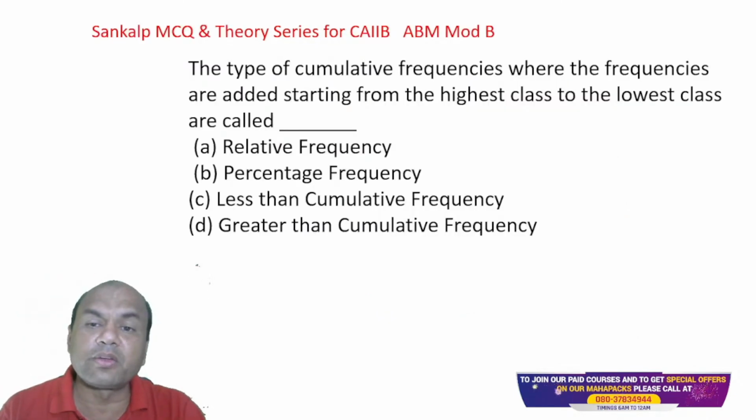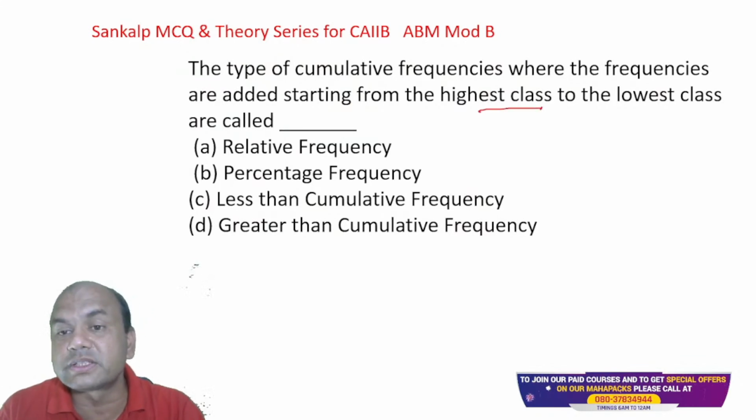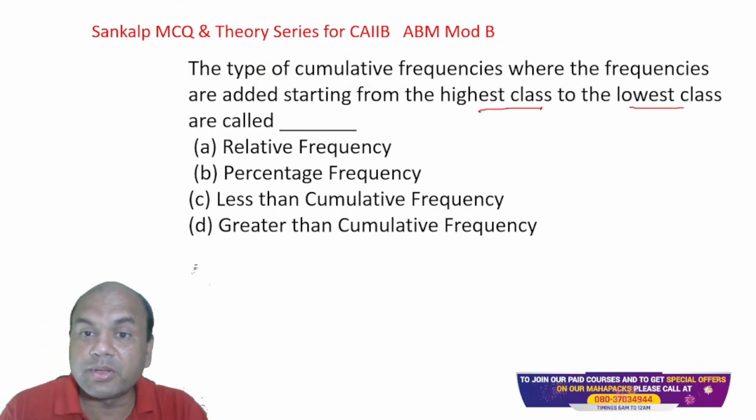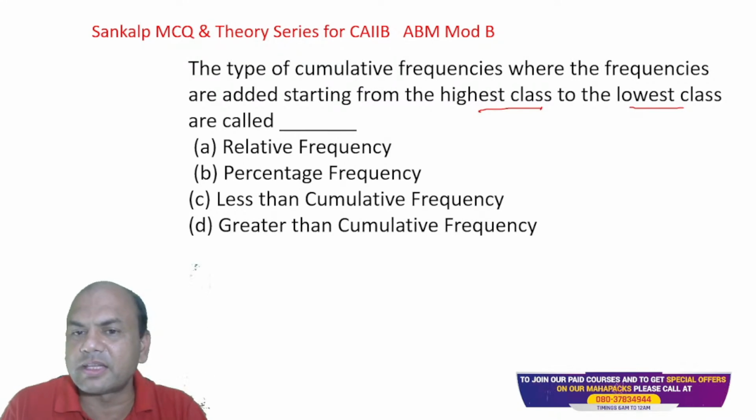The type of cumulative frequency where the frequencies are added starting from the highest class to the lowest class is called highest to lowest. Now what do you mean by this? Suppose these are the classes, let me explain it. Let me make it simple.